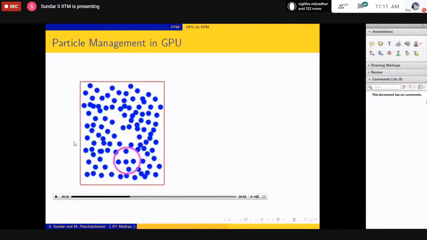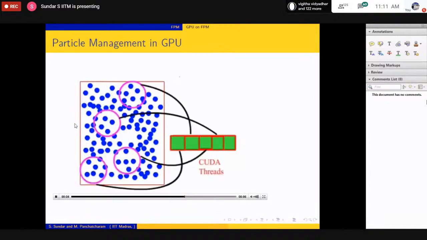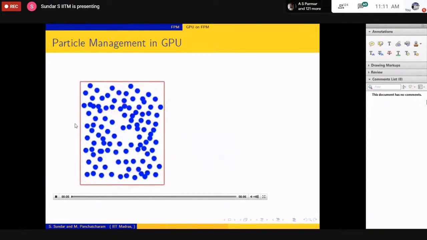So this is the particle management in GPU, how we are doing it. The entire thing is done in this particular fashion. So it's only for demonstration purposes. I will show you how we are doing it.